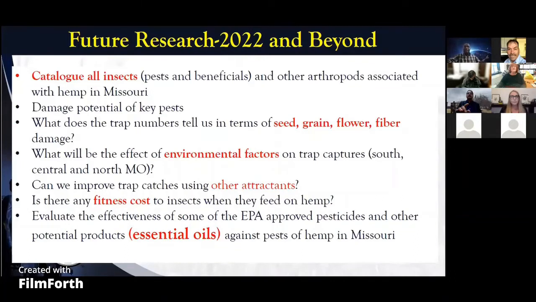What does the trap numbers tell us? If you take a trap in the field and you find 2 insects, what does that tell you? How many population will you find? Those are questions that I'll be answering. And then, as I said, we will be continuing with our essential oil work and other products that are available.